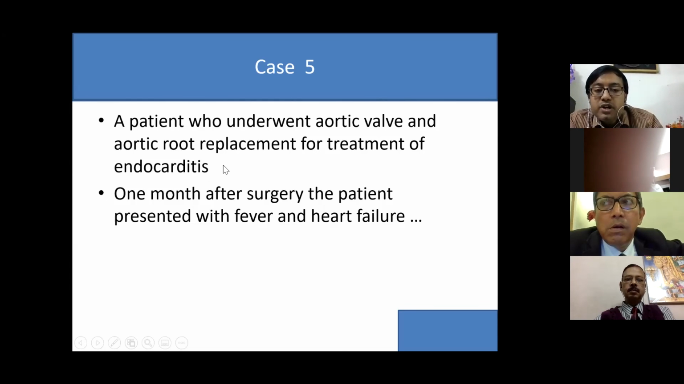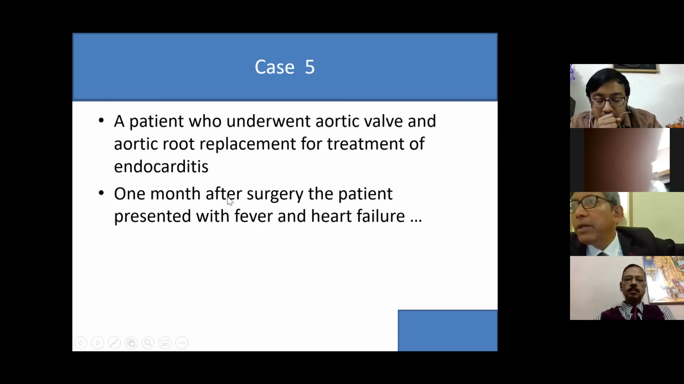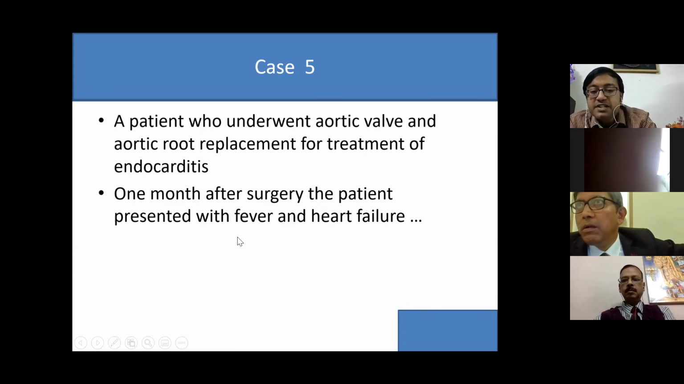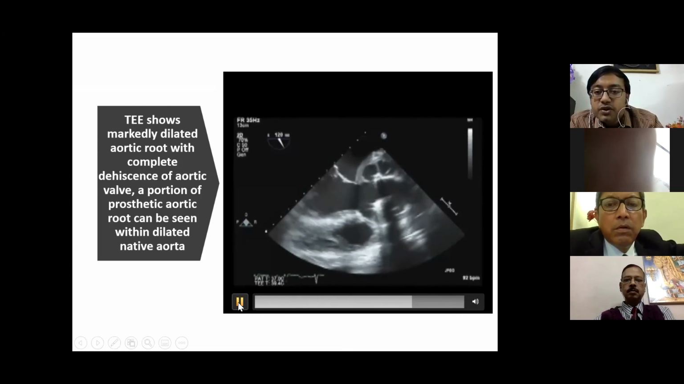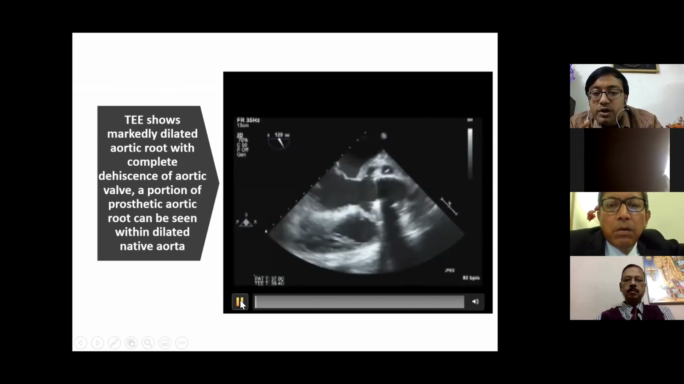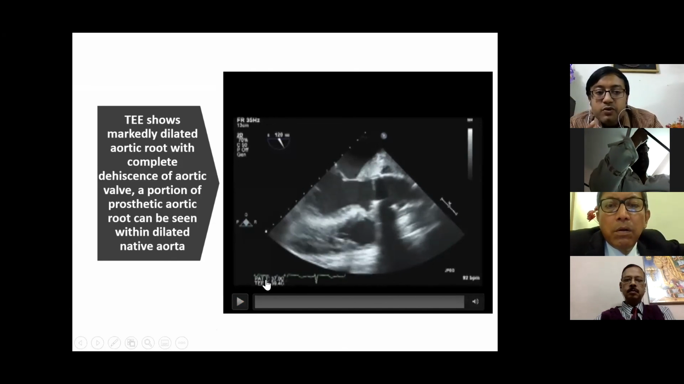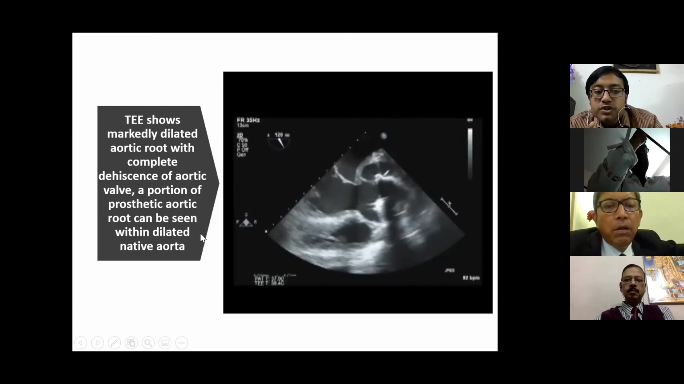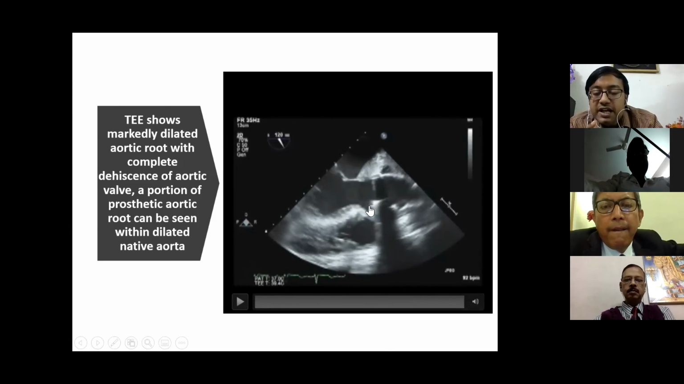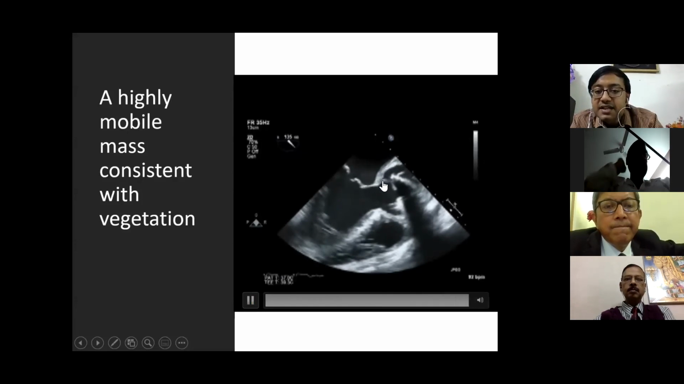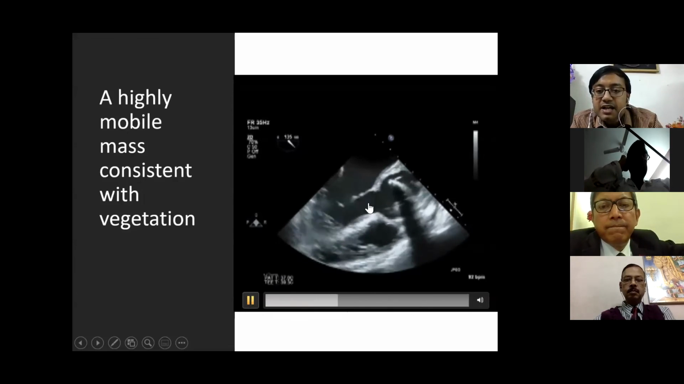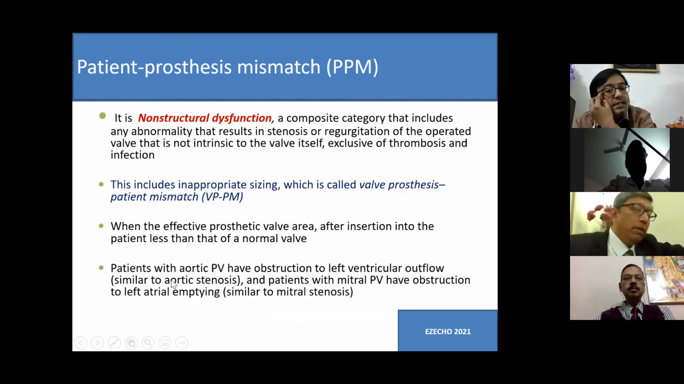Another patient underwent aortic valve as well as root replacement for endocarditis. One month after surgery, the patient presented with fever and heart failure. Transesophageal echo showed a markedly dilated aortic root with complete dehiscence of the aortic valve. So in the hugely dilated aortic root, we can see the aortic valve has been completely separated from the aortic root, and a portion of the prosthetic aortic root can be seen within the dilated native aorta. So this prosthetic aortic valve and the prosthetic aortic root, the entire thing has been separated from the native aortic root, and there is this highly mobile mass, consistent with vegetation.